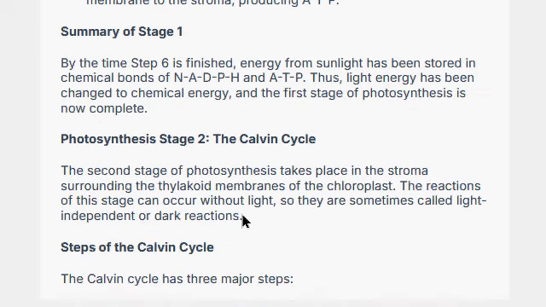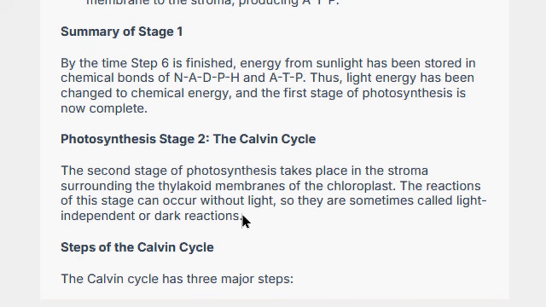Summary of Stage 1. By the time Step 6 is finished, energy from sunlight has been stored in chemical bonds of NADPH and ATP. Thus, light energy has been changed to chemical energy, and the first stage of photosynthesis is now complete.